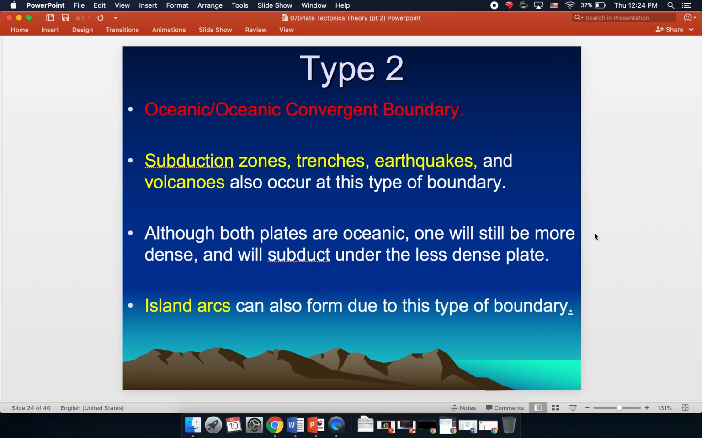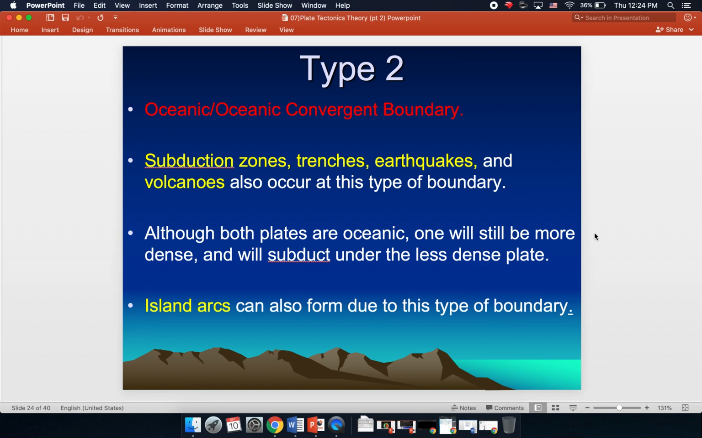Now, some things are different. Although both plates are oceanic, one is still going to be more dense and subduct under the less dense plate. So you have two very dense mafic oceanic plates, but one of those plates is going to be older and more dense, and it is going to go under the younger, less dense plate.